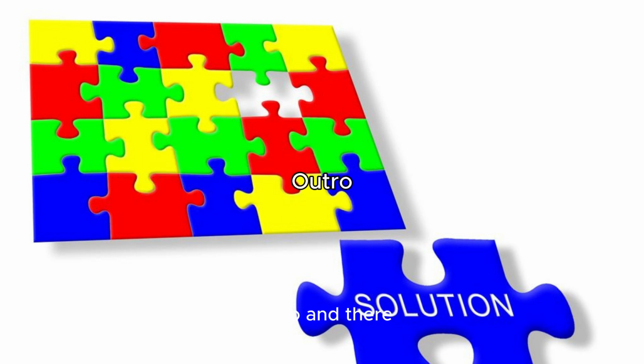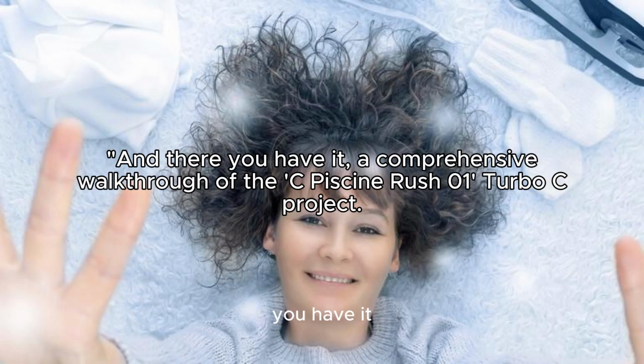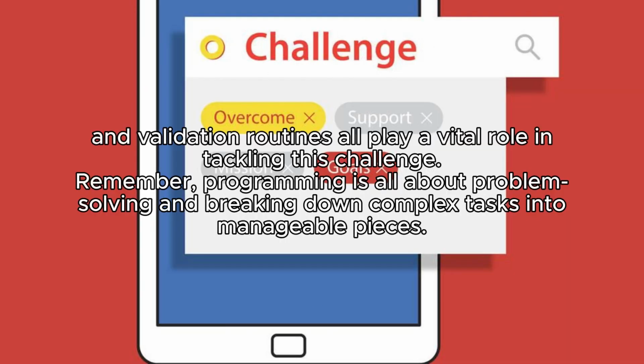Outro. And there you have it, a comprehensive walkthrough of the Piscine Rush 01 Turbo C project. By breaking down each file, we've seen how input validation, puzzle printing, solving algorithms, and validation routines all play a vital role in tackling this challenge.